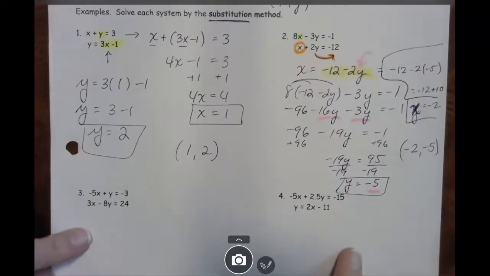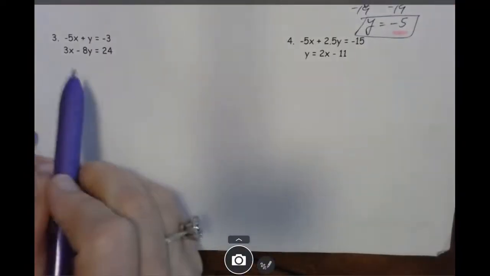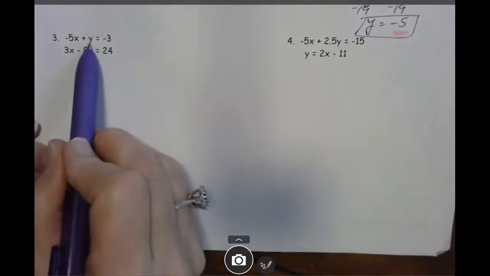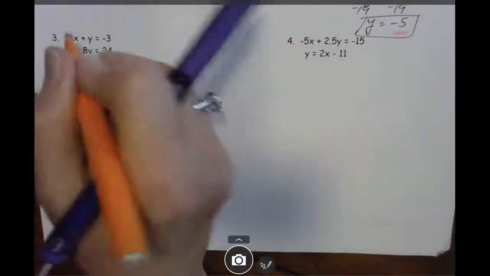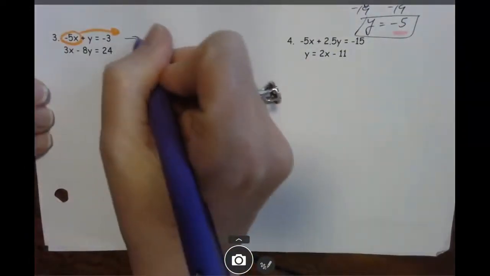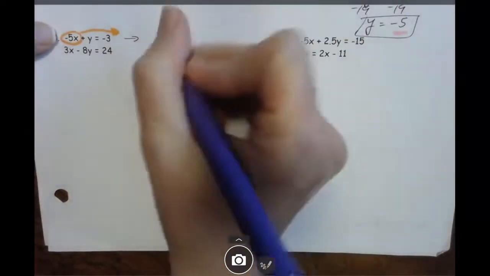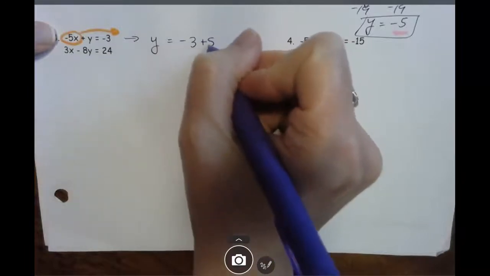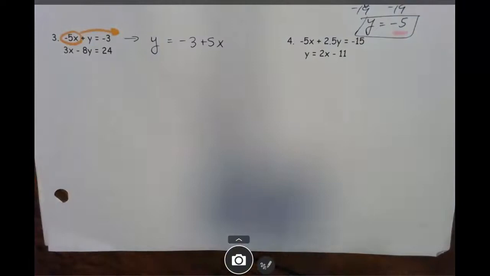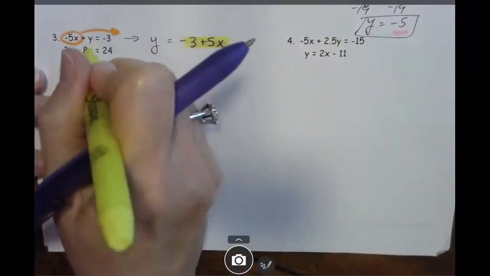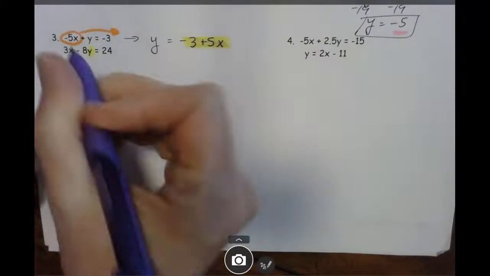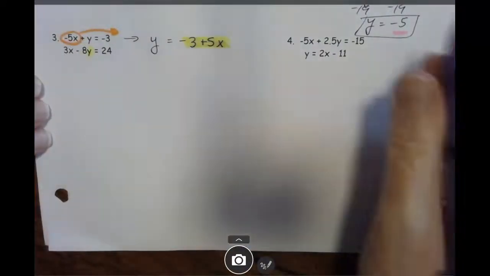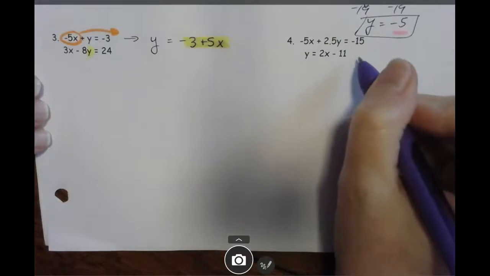Of course, for 3 and 4, I'll get them set up for you and I'll let you finish those off. Number 3, we can easily solve for this y. We can do that by taking that negative 5x, shifting to the other side. So I'm transforming this top equation. It's going to be y equals negative 3 plus 5x. So there's your y, and you can substitute it in right there. Go ahead, finish that problem and go to number 4.